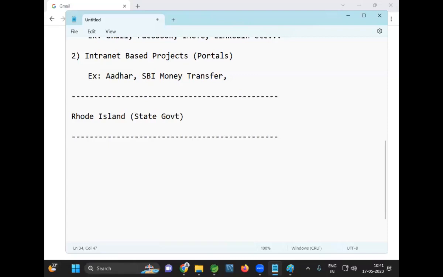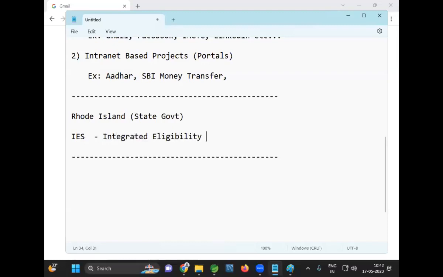Now, how will that government evaluate who is eligible for the plan and who is not? For that, they need one software. That software we have developed. That is our major project. So what is that project? It is for the Rhode Island State Government. The name of the project is IES, that is Integrated Eligibility System.